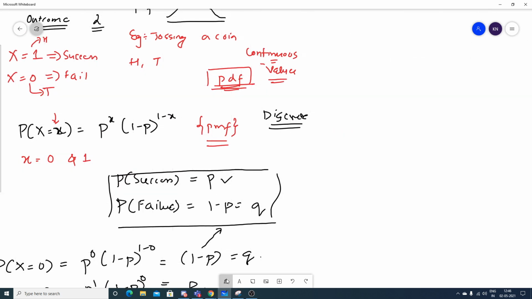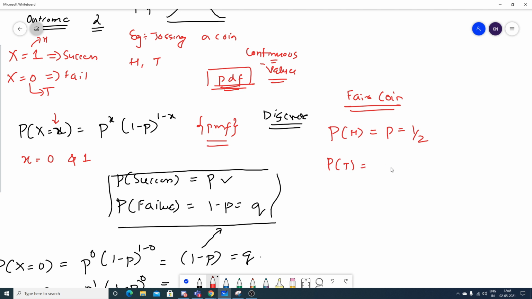How do I define this? Just understand. Let's take the example of a fair coin. In case of a fair coin, suppose I consider the probability of head, which is nothing but p, as my success. Whenever we toss a fair coin, the probability is 1 by 2. Now if I check the probability of tail, I will write 1 minus p, which is 1 minus half, nothing but half, right? This is with respect to a fair coin.